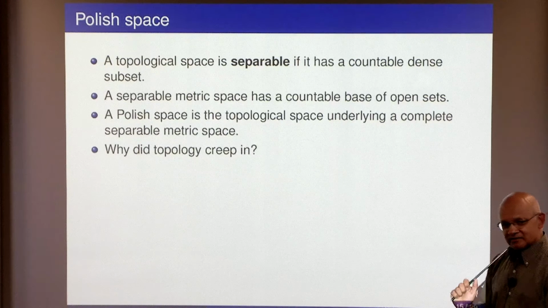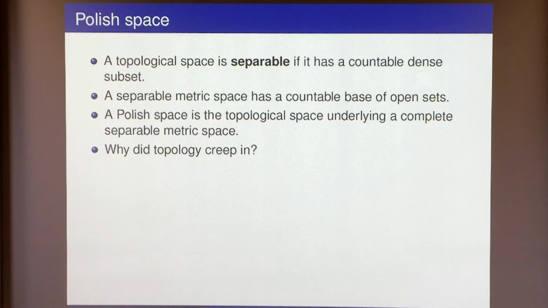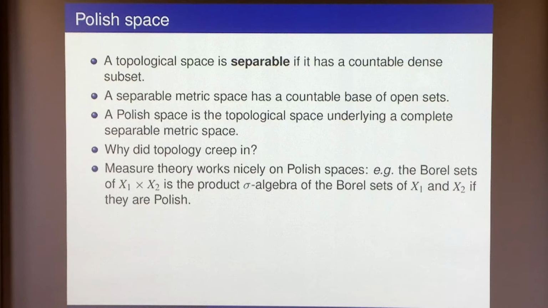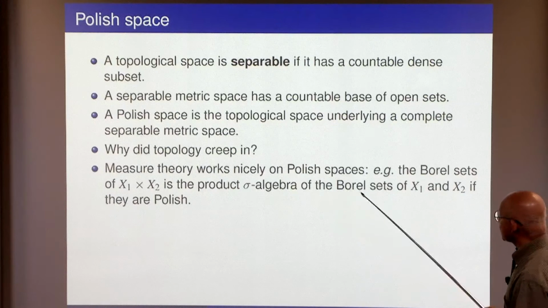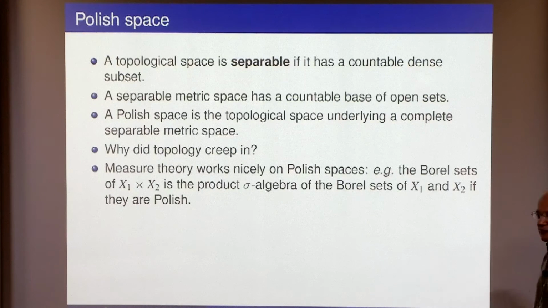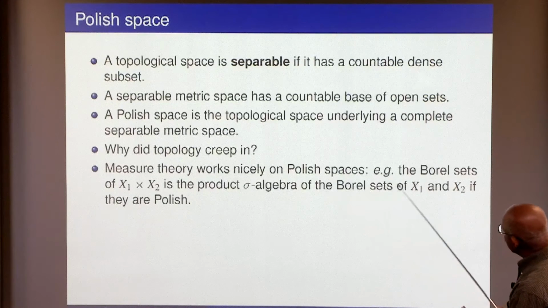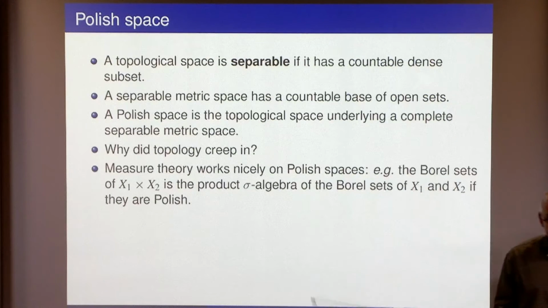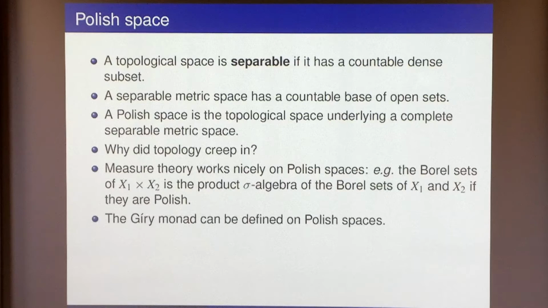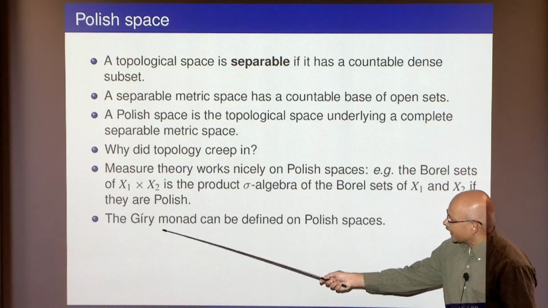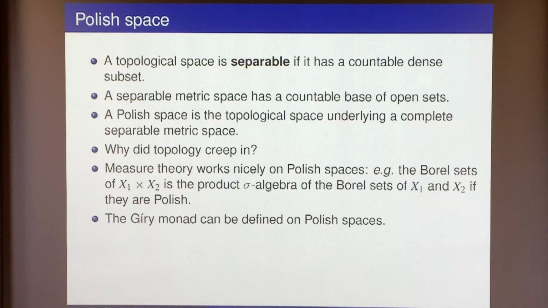Okay, so still you might think, why did topology creep into this story? So as I said, measure theory works really nicely on Polish spaces. For example, if you take the Borel sets of x1 cross x2, and you take the product sigma algebra of the Borel sets of x1 and x2, they might or might not be the same in general measure spaces, but they'll always coincide with Polish spaces. I should also mention in passing, the monad I defined yesterday can be defined on Polish spaces. So this was not something in Lawvere's original notes, but this was worked out carefully by Giry herself.